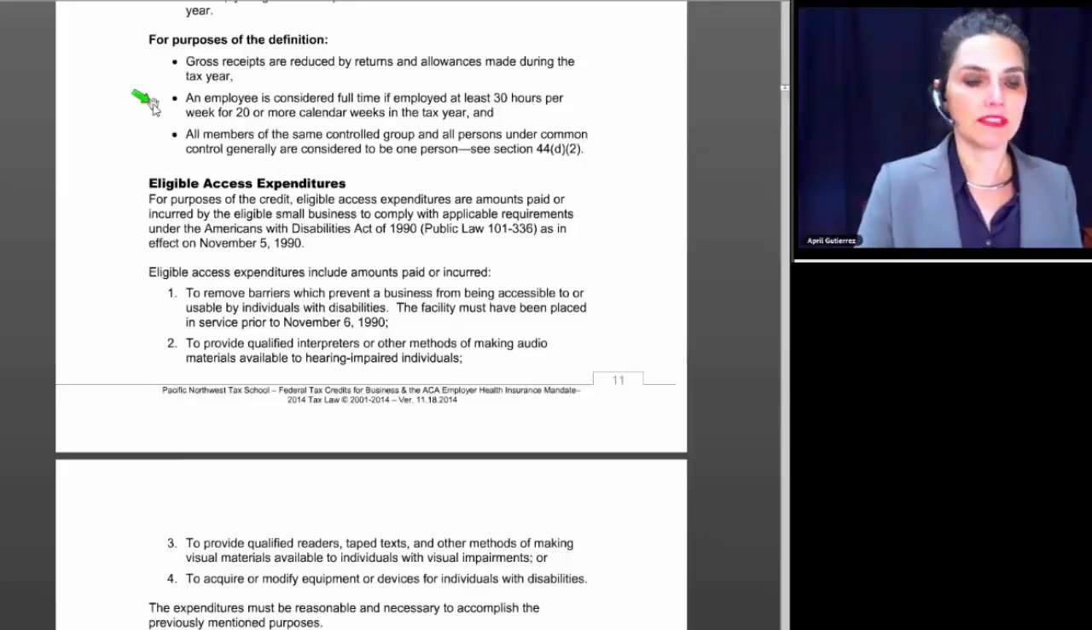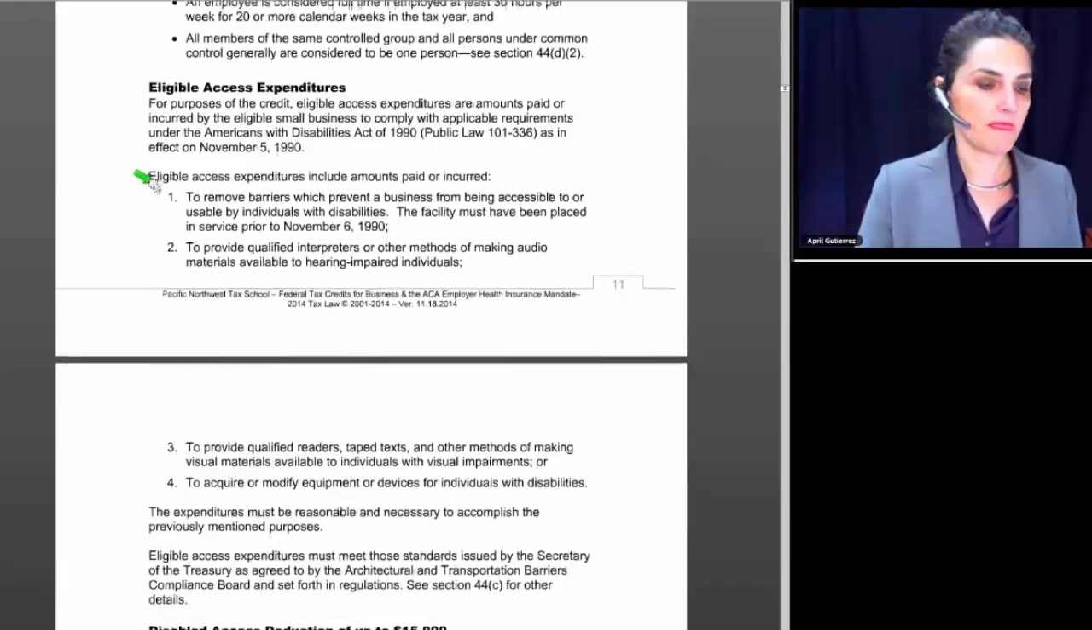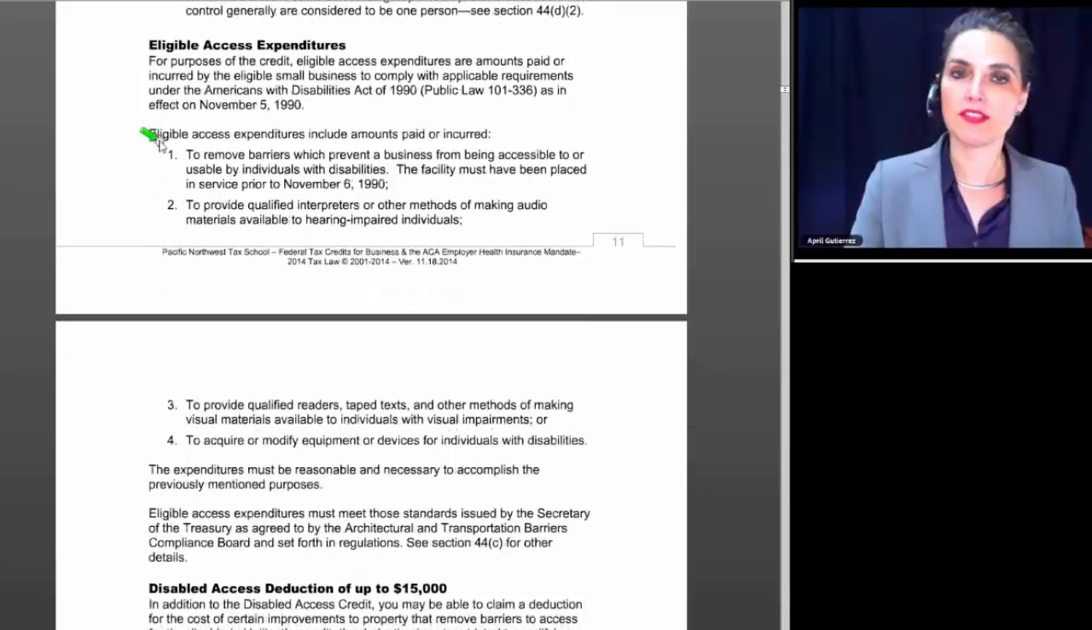An employee is considered to be full-time if employed for at least 30 hours per week for 20 or more calendar weeks during the tax year. And all members of the same controlled group and all persons under common control generally are considered to be one person. So let's take a look at what constitutes an eligible access expenditure.